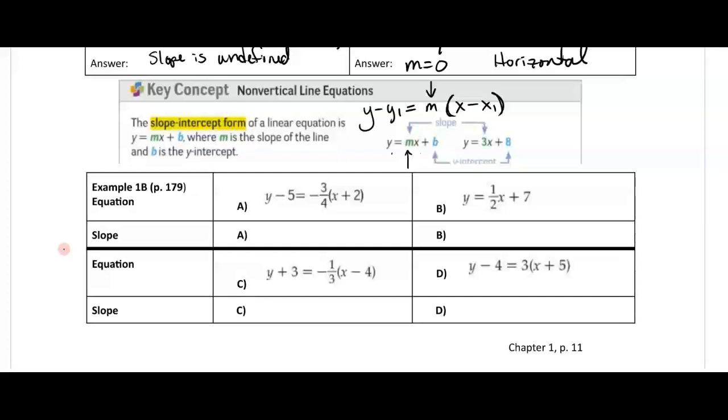So for question A, when we're asked, what is our slope? Well, what is in front of the x? This negative 3/4 is our slope. For question B, what is our slope? What is right in front of the x? This is the slope of this line. Okay, for C, go ahead and try this. What is the slope? Negative 1/3. And for D, what is the slope? 3.